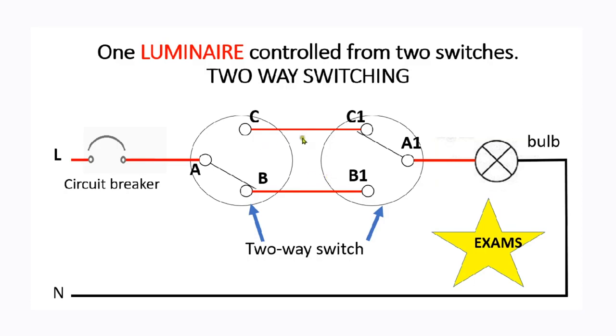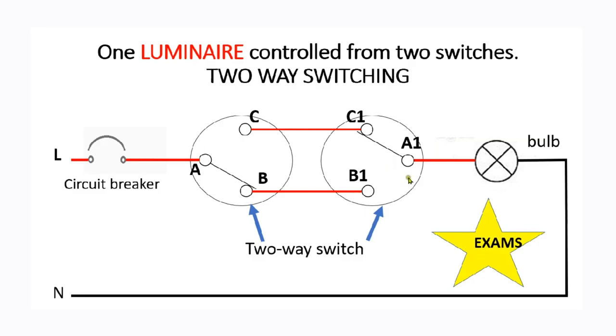So what is two-way switching? Probably asking the question, sir, why do I need to know two-way switching? What is its purpose? Well, two-way switching is generally used on long passageways. If I am entering a passageway, I will put one switch at the beginning of the passageway and another switch at the end of it, so that I don't have to walk right to the end of the passage and then come back and switch off the light at the beginning of the passage.